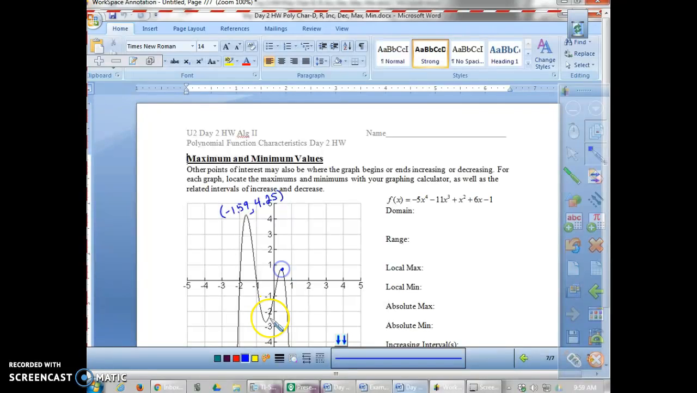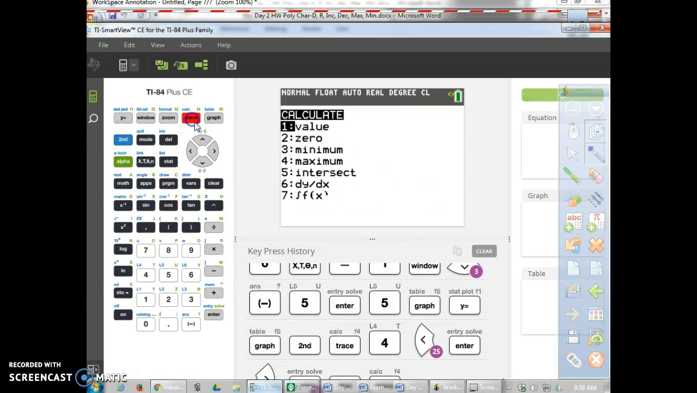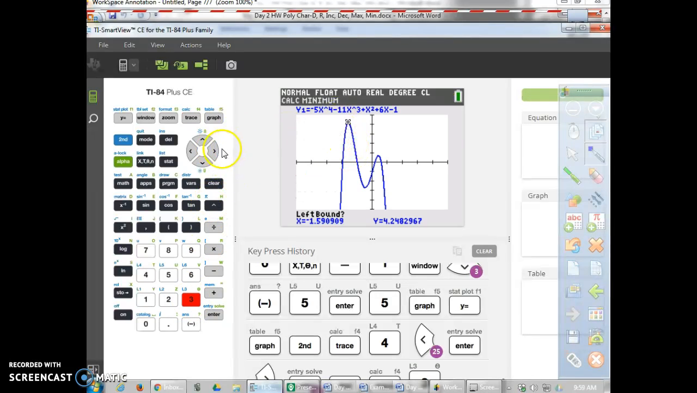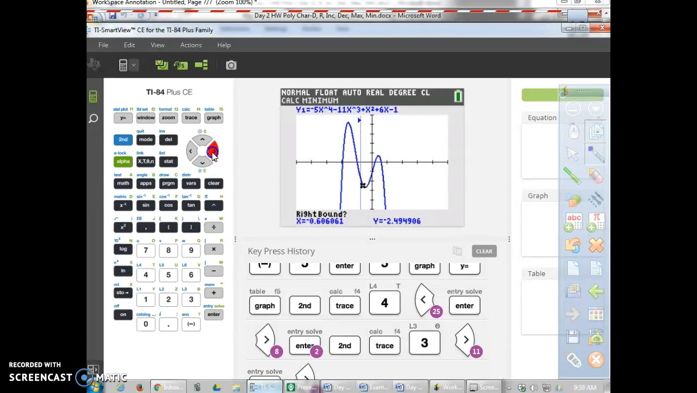Okay, now let's go and find this relative minimum. So go back to the calculator. Second, calculate, and now I want to find a minimum, option 3. So I'm going to go to the left of that minimum, anywhere along here is fine. Press enter, go to the right, just somewhere along here, press enter, and now it says guess. So I want to press enter again. If you get stuck, just look down at the bottom and it tells you what you need to do next. So negative 0.46 and negative 2.70.